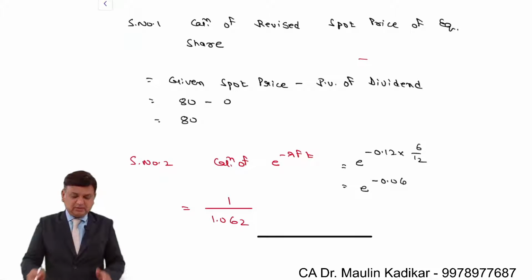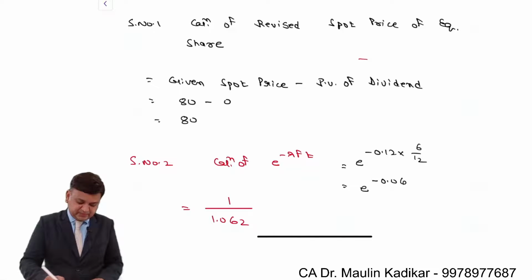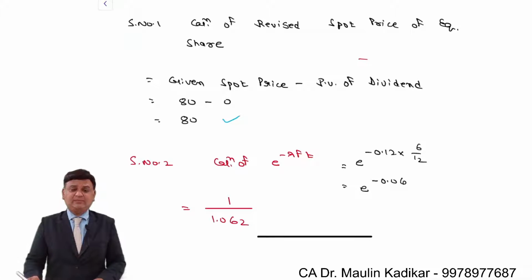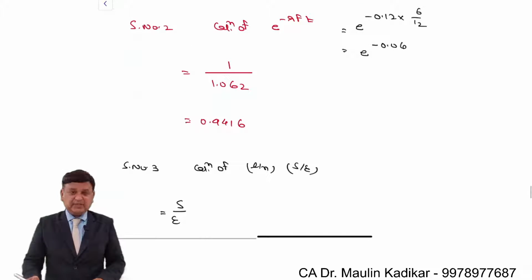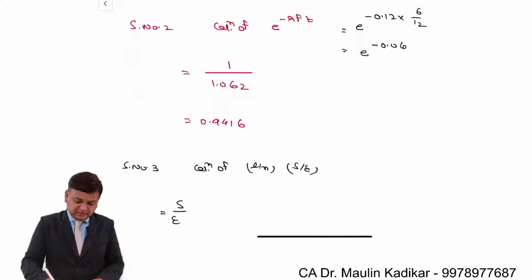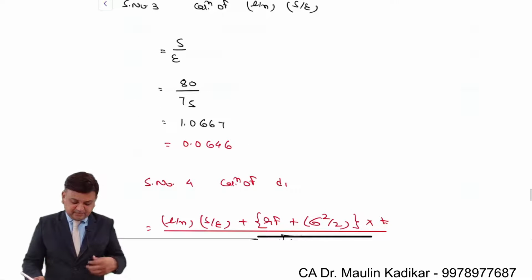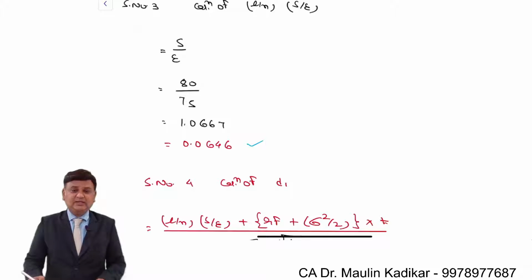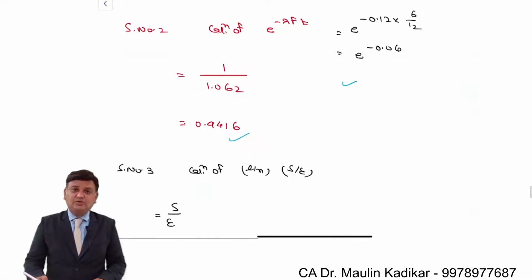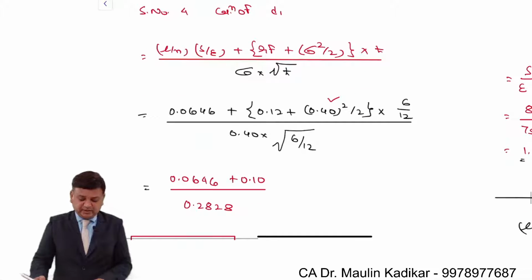So friends, over here, just revising the entire answer. Step number 1 is to revise the spot price of equity share. This step is not applicable. Why? Because the dividend information is not given. Step 2 is E raised to negative RF into T, that is 0.9416. Step number 3 is ln S divided by E, that is 0.0646. This time information is provided to us. This is also provided to us in the example, so you don't have to take any pain for doing it.